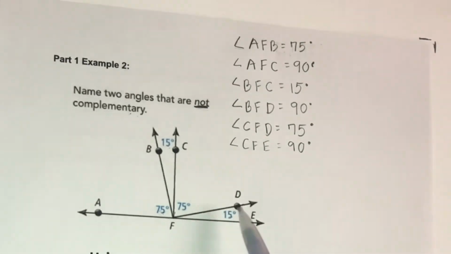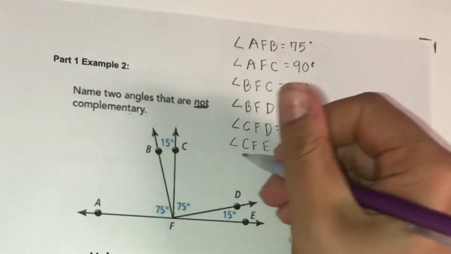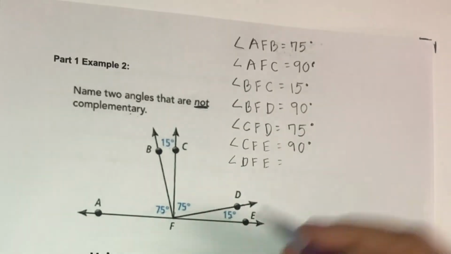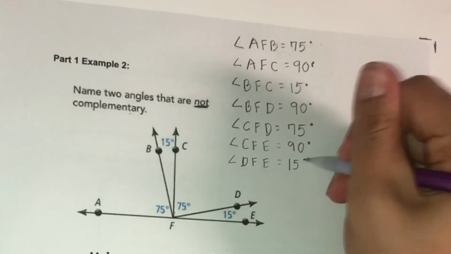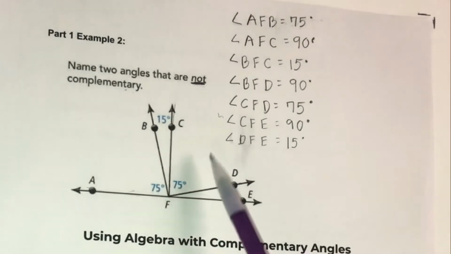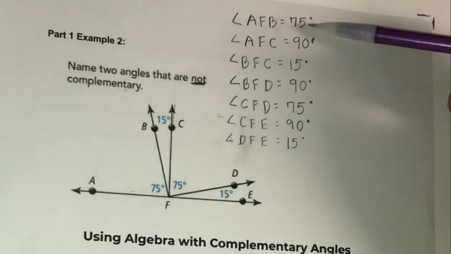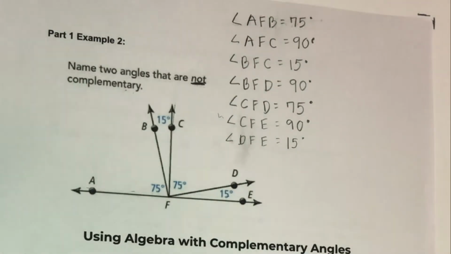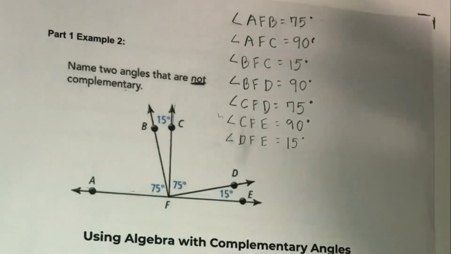And another angle is angle DFE, which is equal to 15 degrees. So there's more angles in this picture if you were to keep finding the angles, but I think we have a good list started so far. So we're going to name two angles that are not complementary. So we're looking for two angles when added together that do not equal 90 degrees.